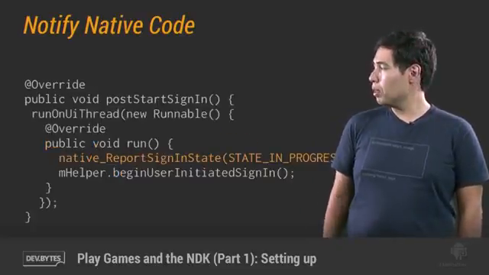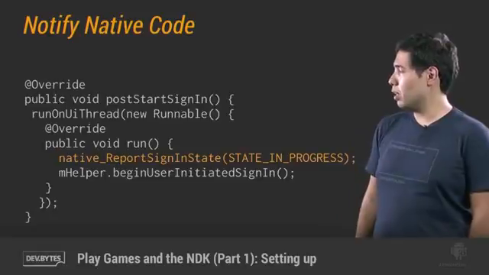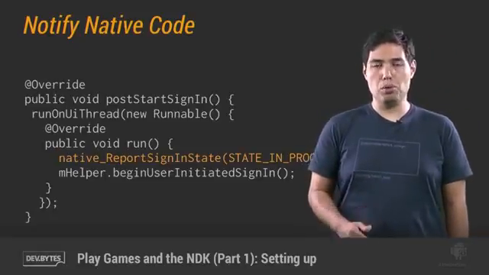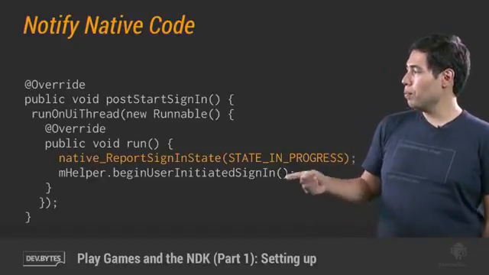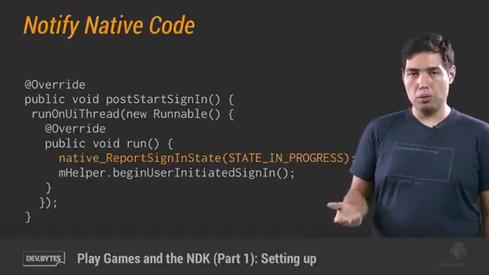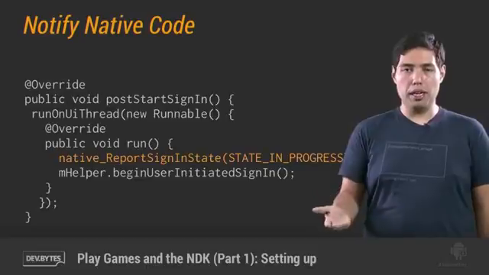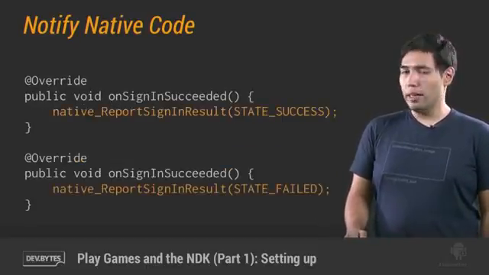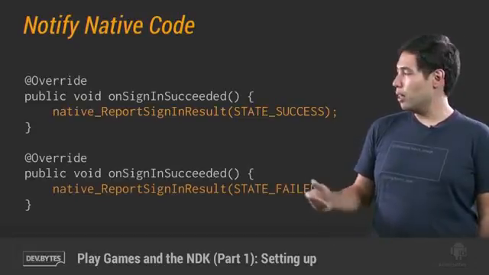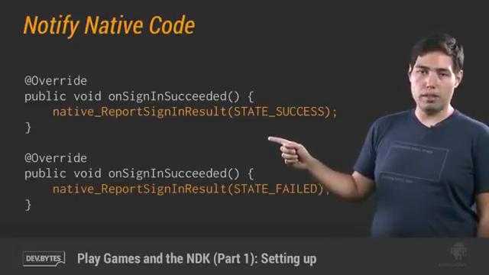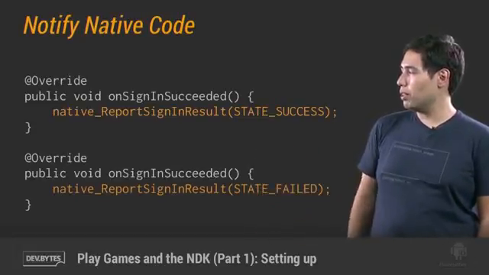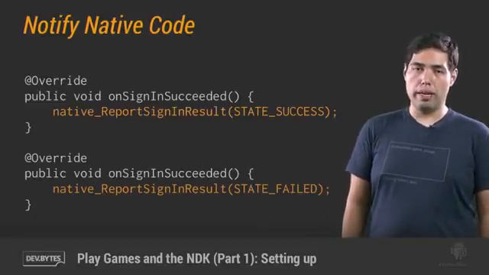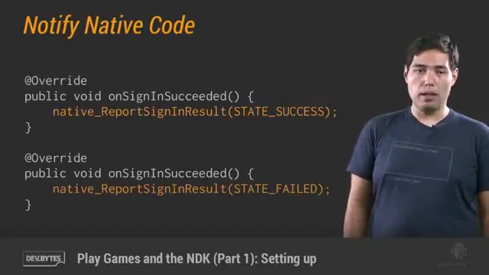Then when you start the sign-in process using start sign-in, which is the method that we just showed, you also say that it's in progress because the UI flow is happening right now, and at the end of it, you're going to get on sign-in succeeded or failed. Next, of course, when you get on sign-in succeeded, that's when you report that the sign-in state is success. When you get on sign-in failed, you report that sign-in was a failure, and then your native code is going to have to know how to handle those states.